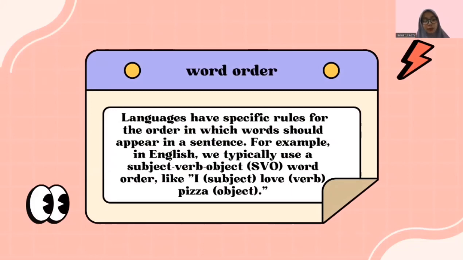But in English, we typically use SVO word order, or subject, verb, object. It can also be subject, verb, object, complement, but the basic one is subject, verb, object. For example, I love pizza. I is the subject, love is the verb, and pizza is the object. And this word order helps us to understand the relationship between subject, verb, and object.